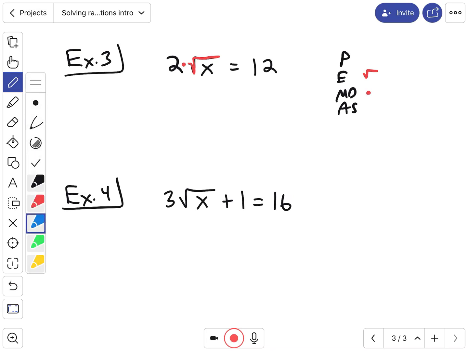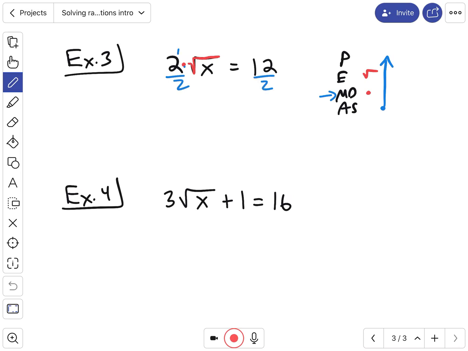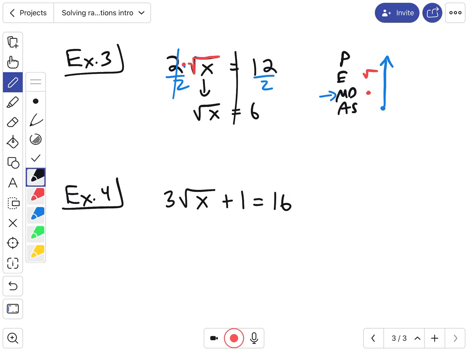So if we're going to follow PEMDAS in reverse order, we're going to get rid of, in this case, multiplication and then division. So here's the multiplication, so we're going to divide both sides by 2. That's going to turn into 1, and that's just the square root of x. Okay, 12 divided by 2 is 6.